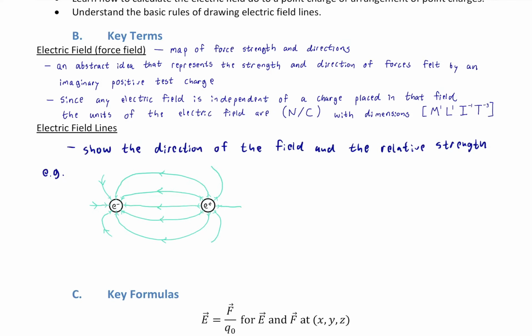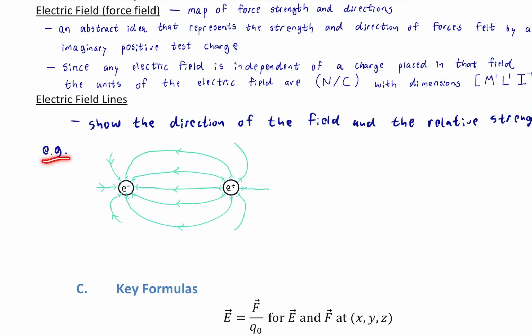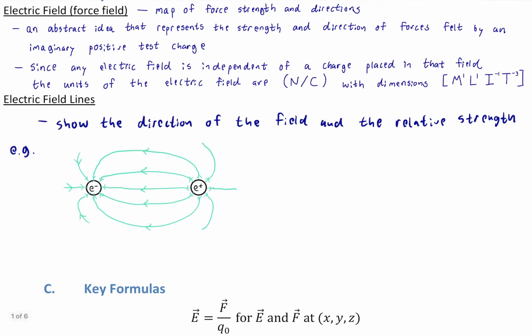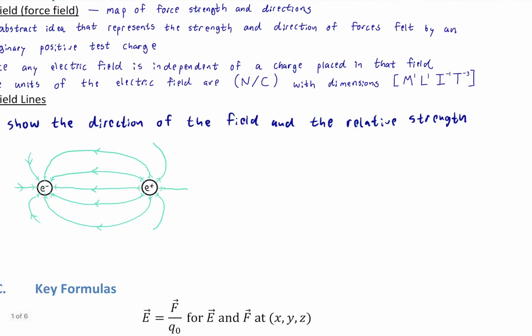Here's a picture of them. This is an example. This would be a negative charge, like an electron, something that has a negative fundamental charge. This would be like a positron. It could also be a proton, depending on the mass. Notice the field lines point away from the positive charge because a test positive charge would be repelled by this positive charge, and they point towards the negative charge because, of course, the negative charge would attract that test charge.